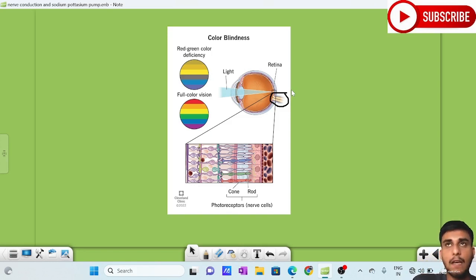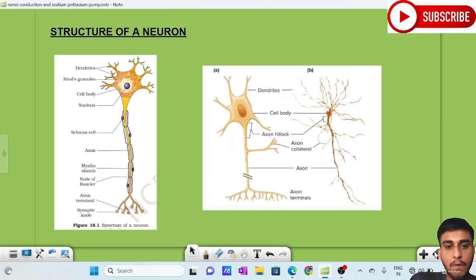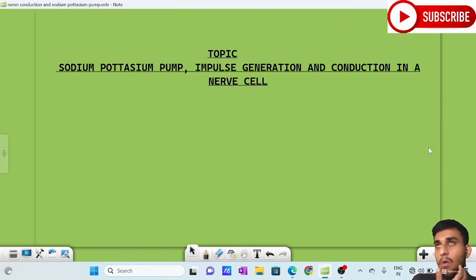So why there is a nerve cell, and how this nerve cell works, is what we are going to study today. The topic heading is the sodium potassium pump.